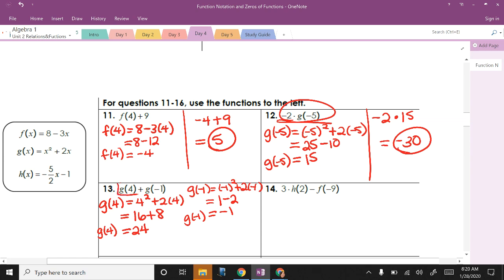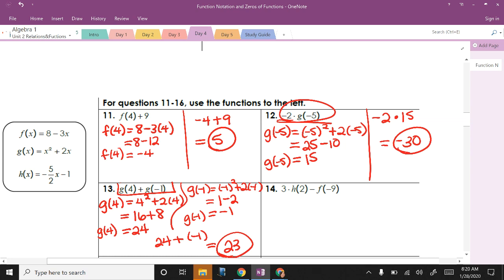Well, it said in the original to add those two numbers, right? So g of 4 is 24 plus g of negative 1 is negative 1. What is 24 plus negative 1? 23. So 23 is the final answer. Does that make sense? Solve them separately.